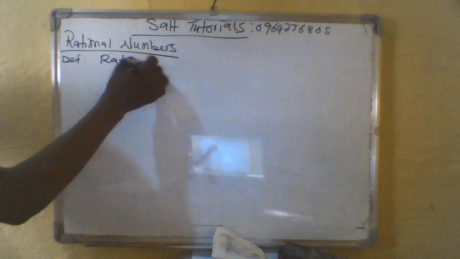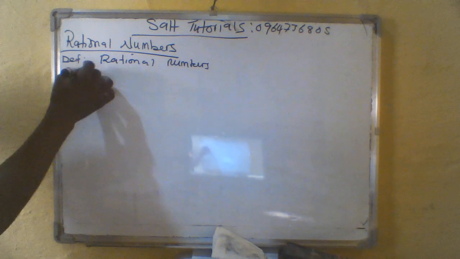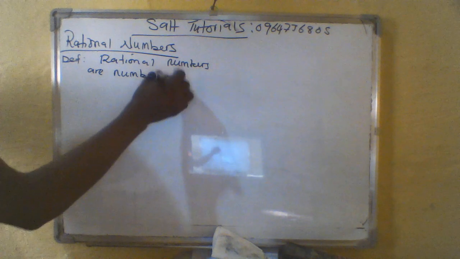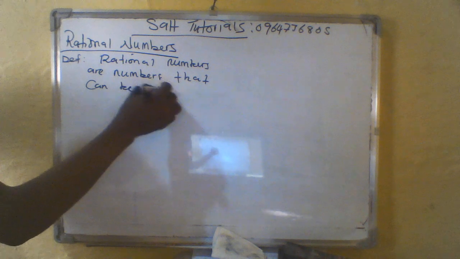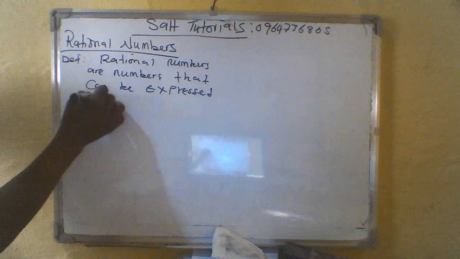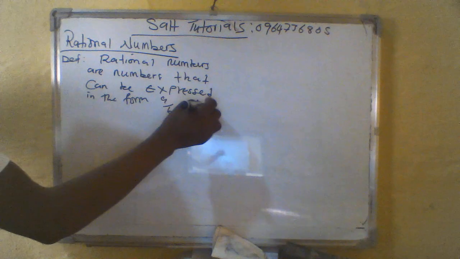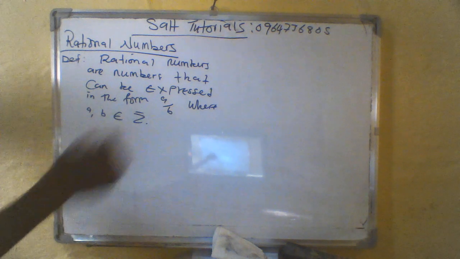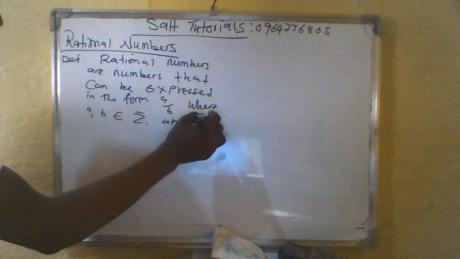So I'm simply saying rational numbers are numbers that can be expressed in the form a over b, where a and b are basically members of the integer set, and b should never be 0.